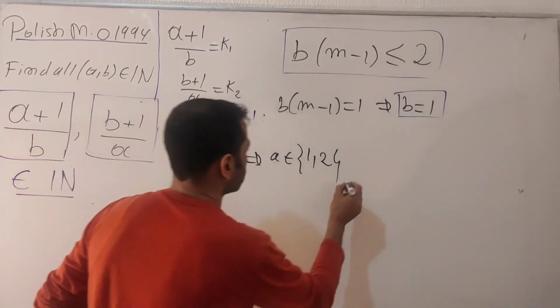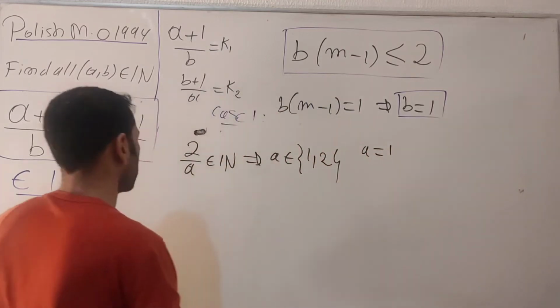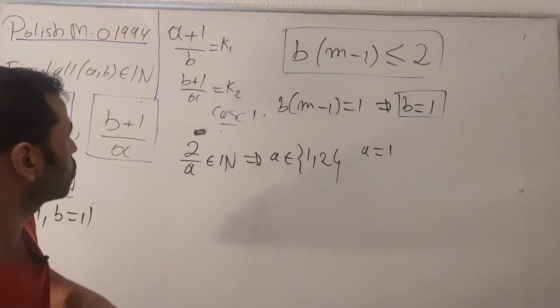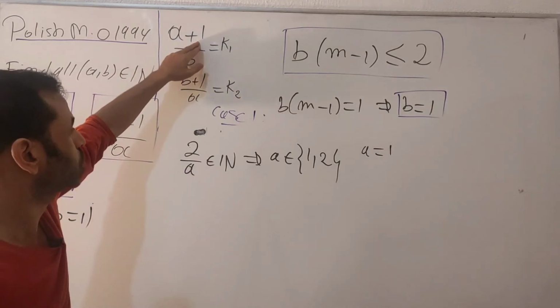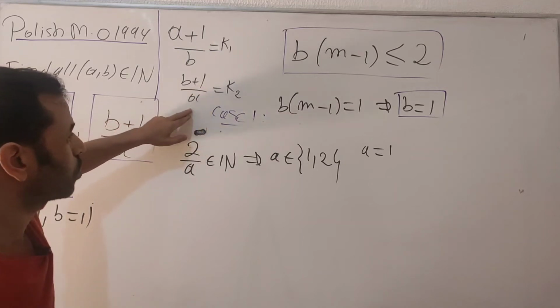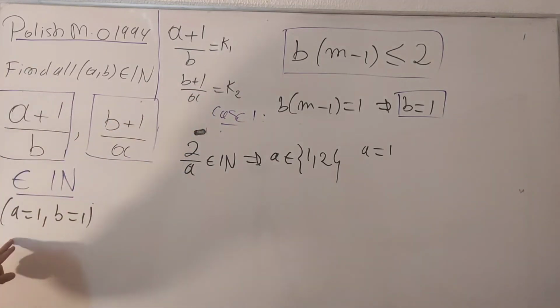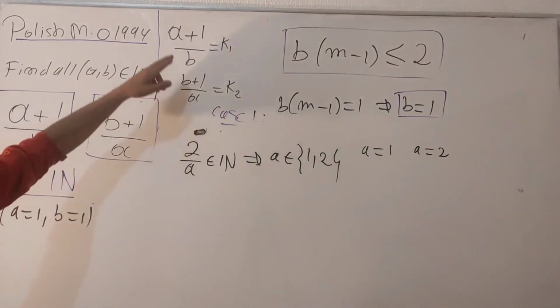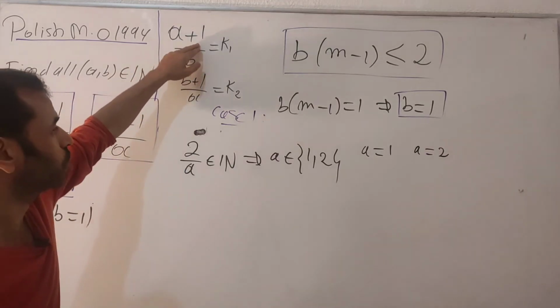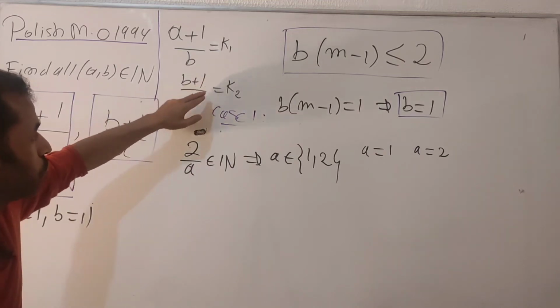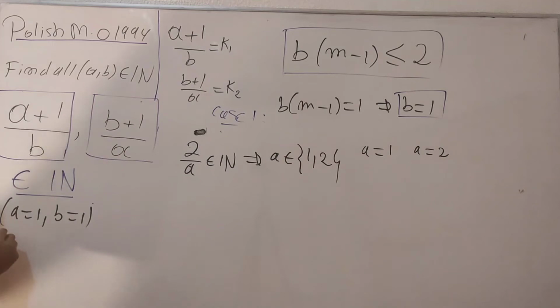Okay, so if a equals 1, I will have a first solution, a equals 1 with b equals 1. So plug in a with number 1 here, get 1 plus 1, which is 2, 2 over 1, which is a natural number. Also the second one, I get 1 plus 1, which is 2 over 1, which is a natural number also. So we get the first solution. Let's check if you have a equals 2. Plug in here number 2, you get 2 plus 1, which is 3, 3 over 1, which is 3, a natural number. Also the second fraction, I get 1 plus 1, which is 2, 2 over 2, which is 1, a natural number also. So I get the second solution, a equals 2 with b equals 1.